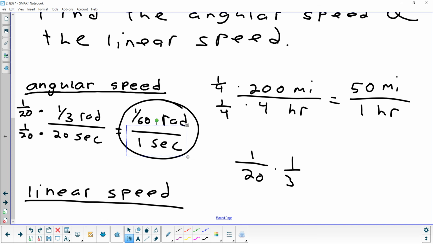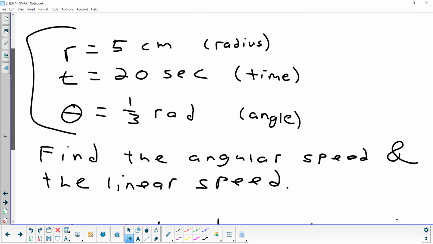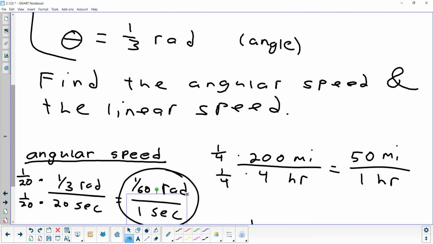All right, and now let's finish up with linear speed. They didn't specify, so just to keep it as easy as we can, let's find the linear speed in centimeters per second.